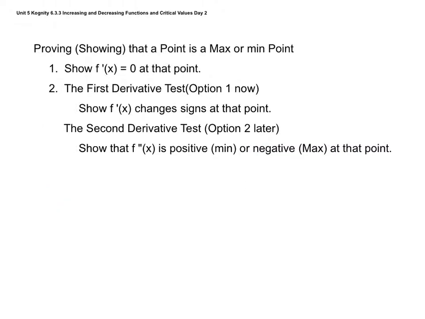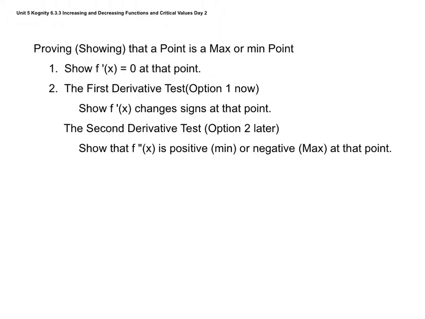And you'll be asked to do this several times. You'll be told, hey, prove that this is, or in IB command term is show. When you see they tell you to show something, it's really prove that this is the case. When you're supposed to show something, this is what you need to do. And if we're showing that a point is a max or a min point, the first thing that we need to do is show that the derivative equals 0 at that point. Okay, so in other words, show that it will be a critical point.